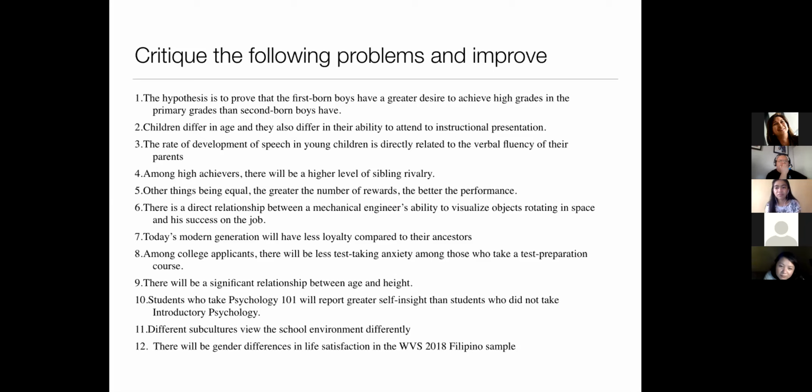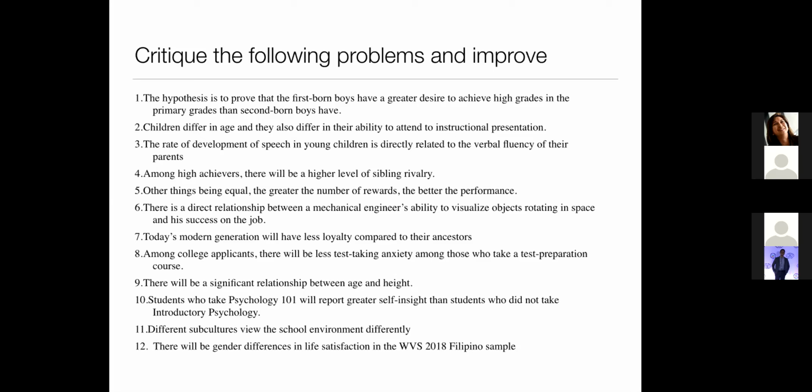So, assuming that they are different, right? RM, can you give it a stab again? So, assuming they're different, we will write na the verbal fluency of parents is directly related to the rate of development of speech in young children. Tanggal mo yung the there. Great. Perfect. Okay. Great. All right, group 2. Let's do number 4. Thanks, RM.